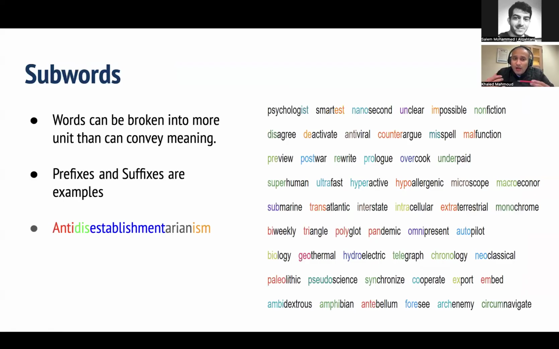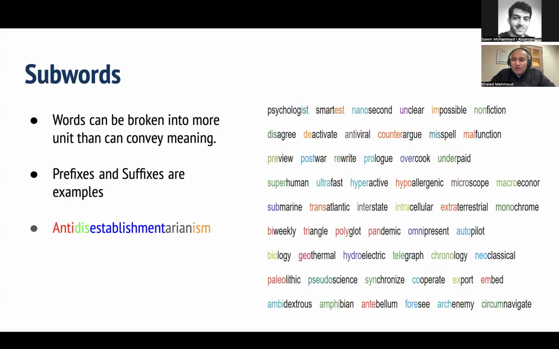Now, let's see an example. Let's get more intuition about what a subword is. A common example is the prefixes and suffixes. Malfunction, it's not functioning correctly. Misspelled, the MIS at the beginning of the word.